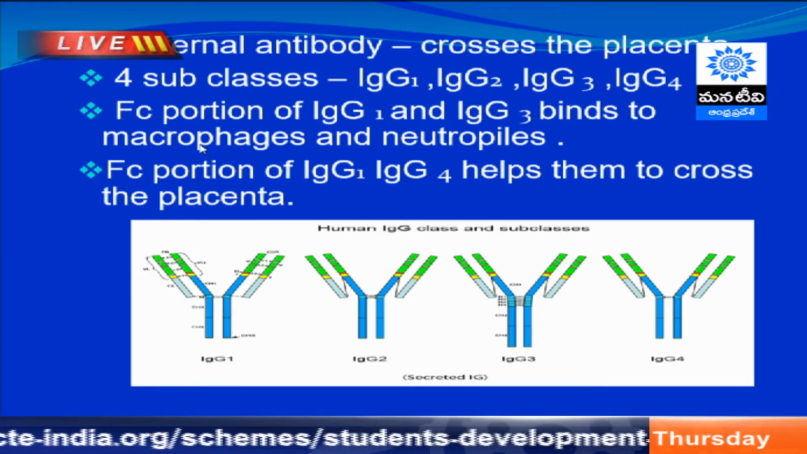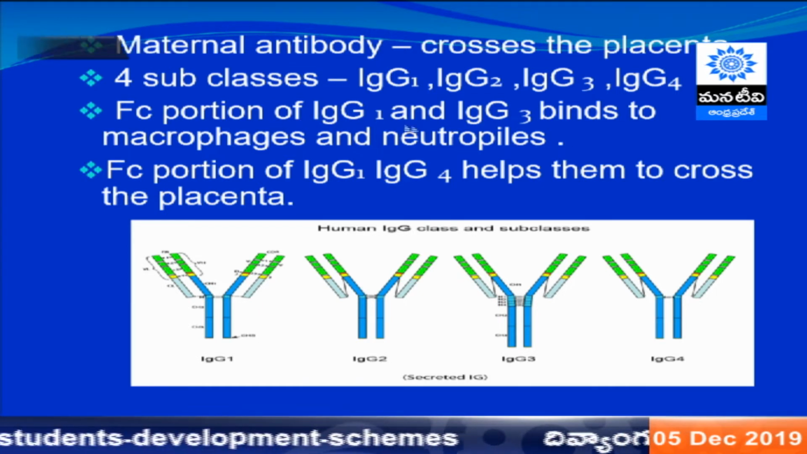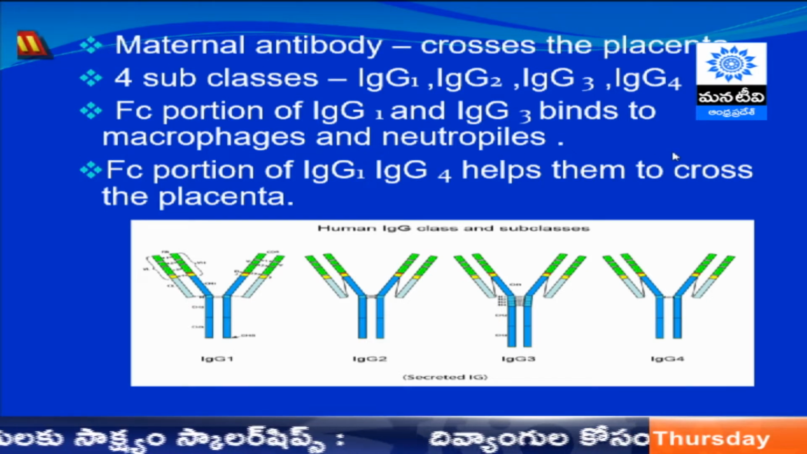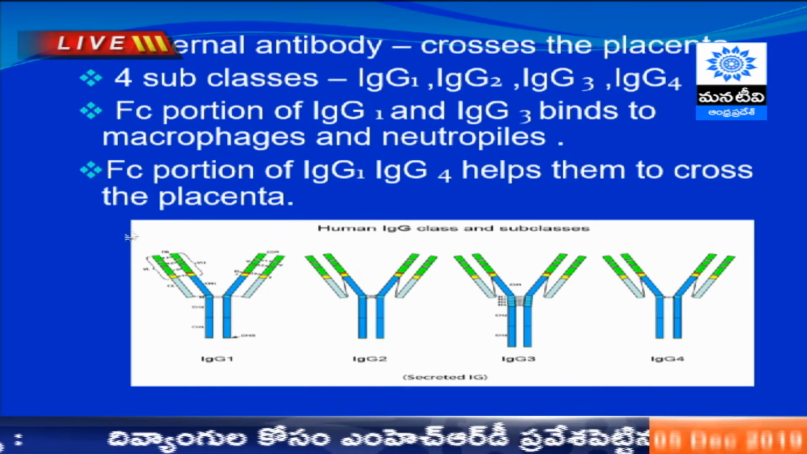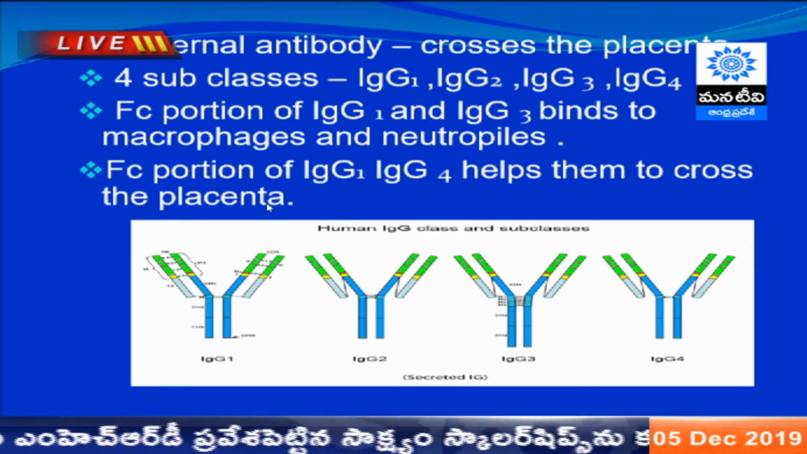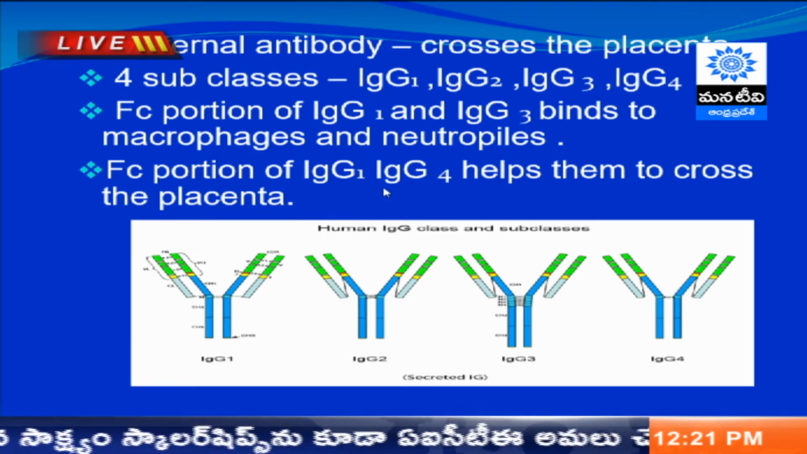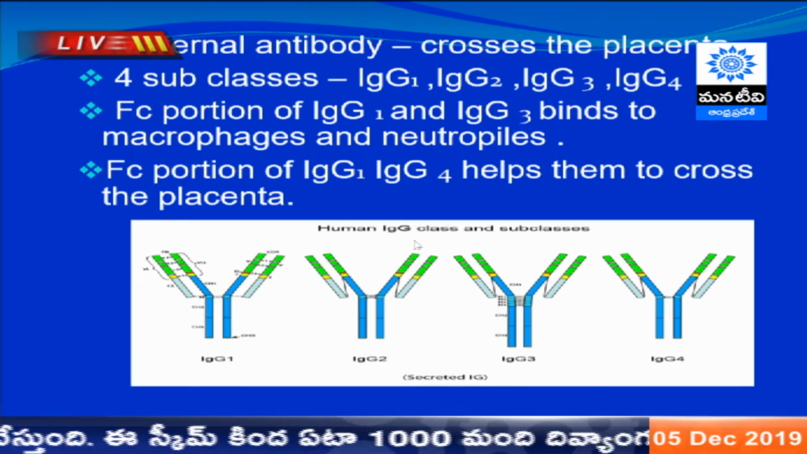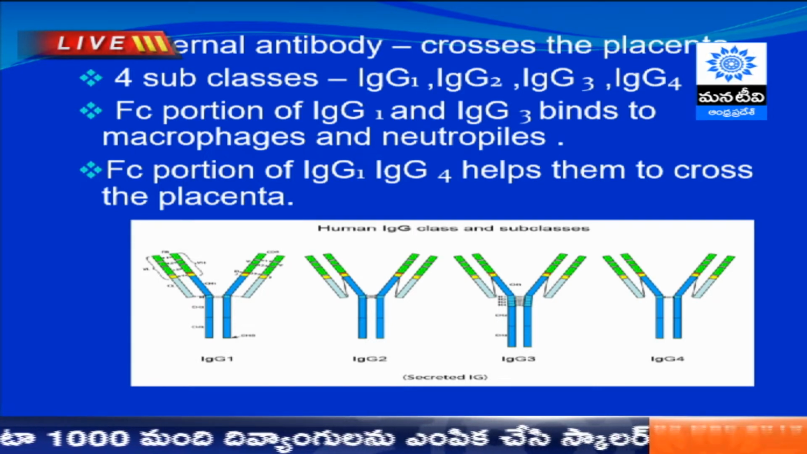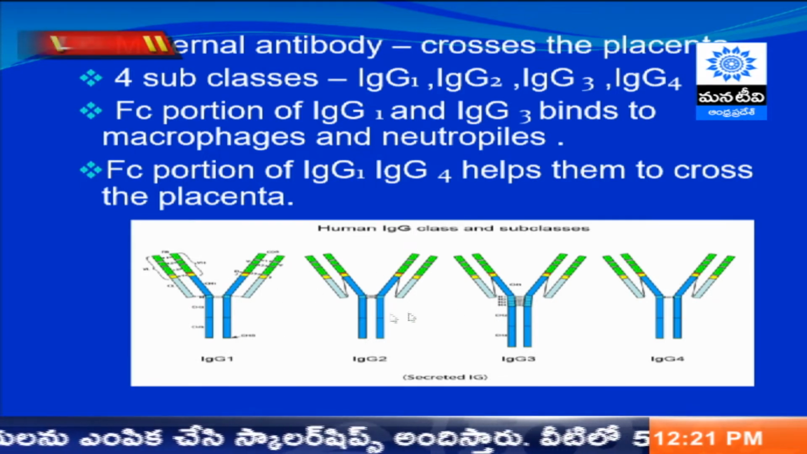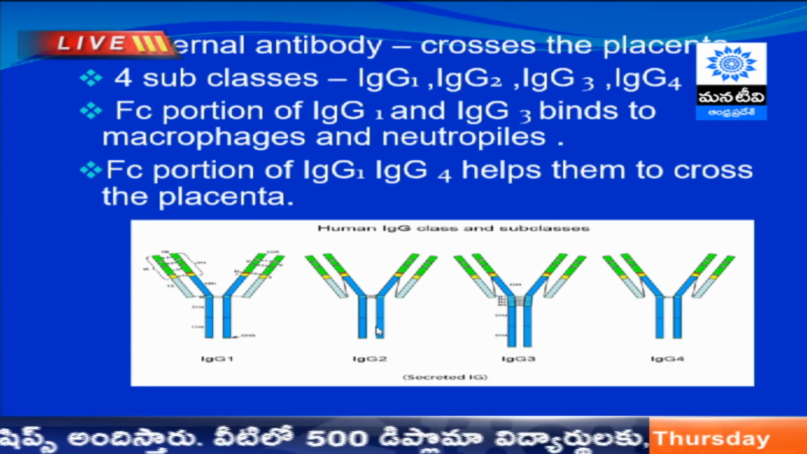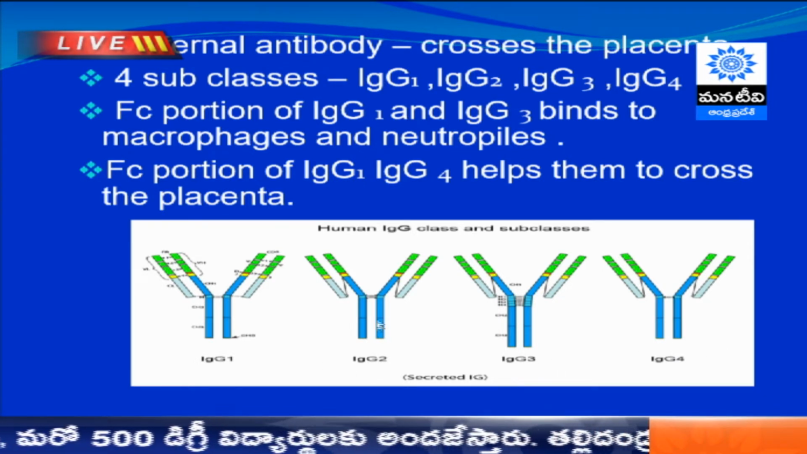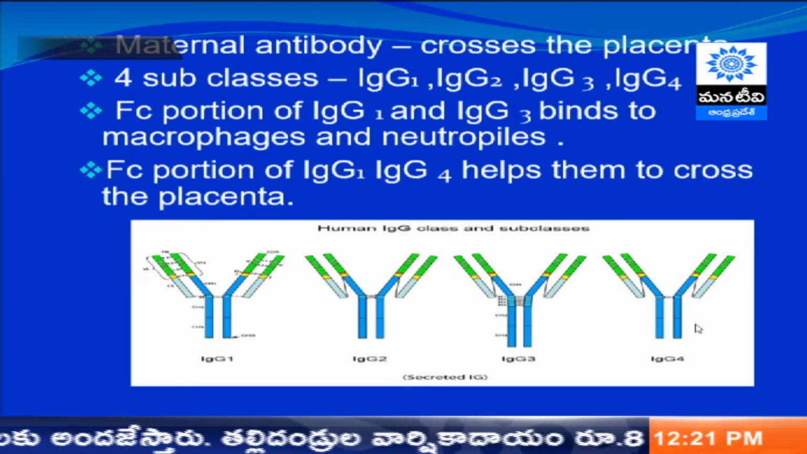The crystallizable fragment portion of immunoglobulin G1 and G2 binds to the macrophages and neutrophils, and finally they destroy the pathogen. Again, the crystallizable fragment portion of immunoglobulin G1 and G4 helps them cross the placenta and provide the immune response to the newborn. Here you can see the structures of the different types of immunoglobulin G, the 4 subclasses G1, G2, G3 and G4.